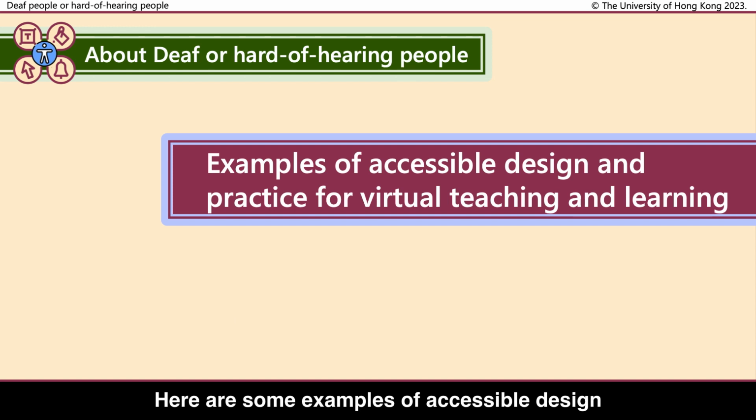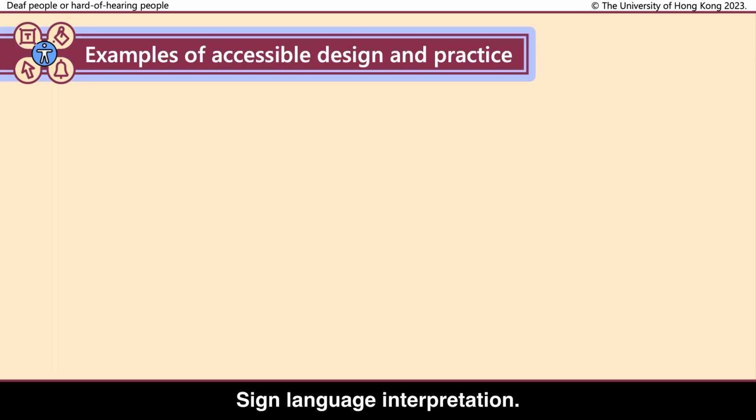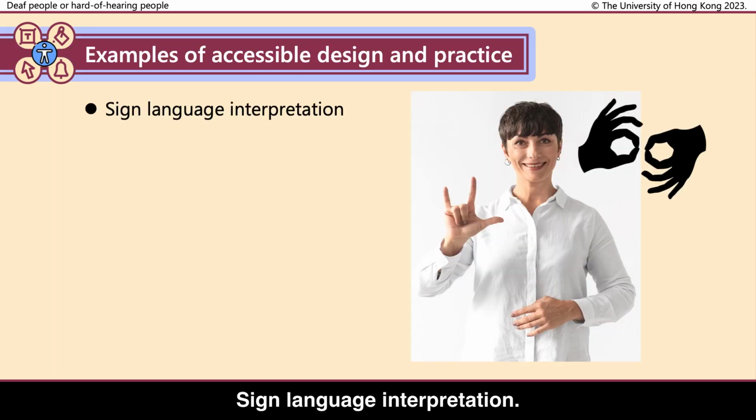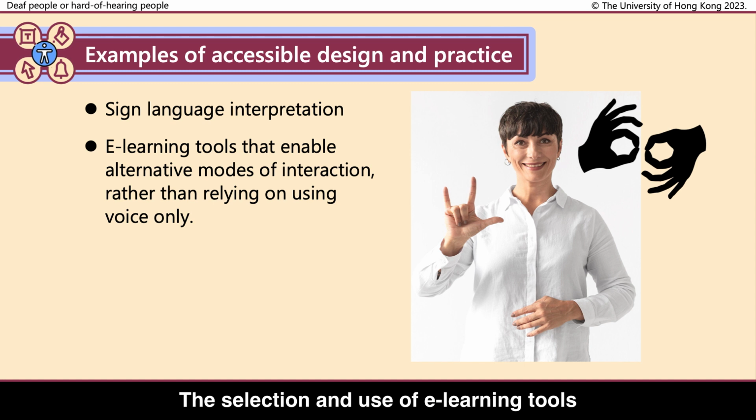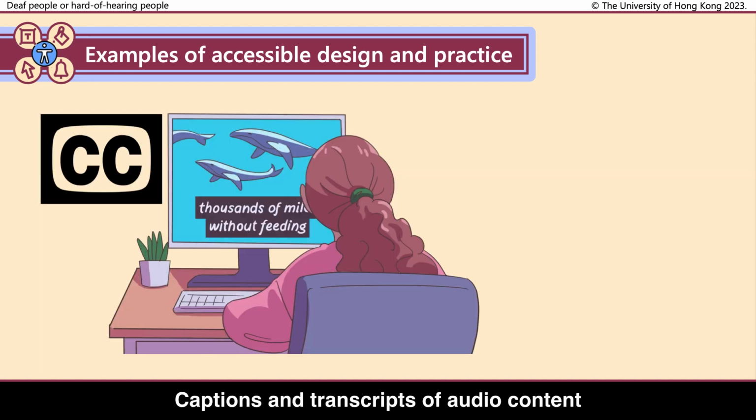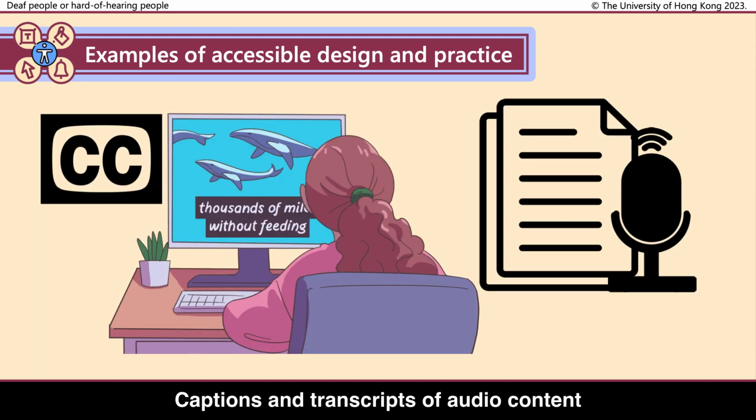Here are some examples of accessible design and practice for virtual teaching and learning for deaf or hard of hearing people. Sign language interpretation. The selection and use of e-learning tools that could enable alternative modes of interaction rather than using voice only. Captions and transcripts of audio content, including audio-only content and audio tracks in multimedia.